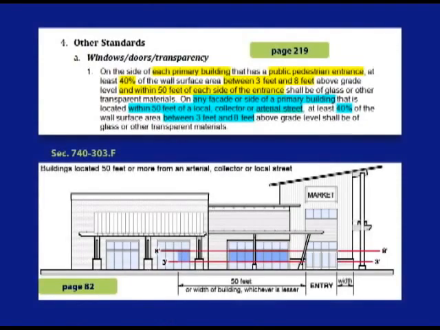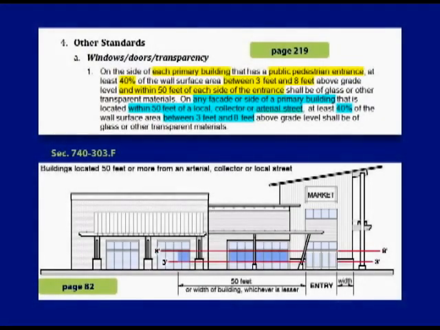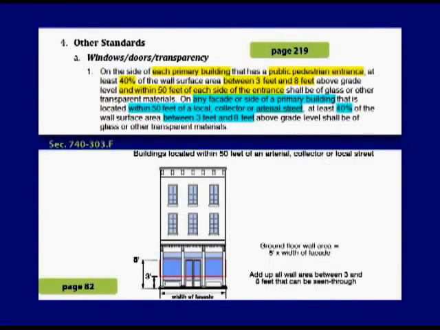Let's go to the blue section. That's the other situation, and that's on the facade or side of a primary building that's located, and that's key right there, located within 50 feet of a local or collector or arterial street. So that means if you're in a neighborhood and the building is within 50 feet, it needs to provide transparency.